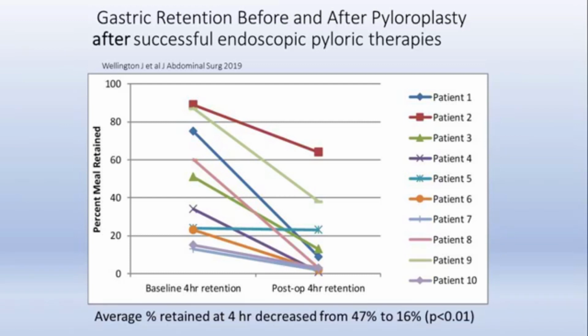The one that didn't improve much at all was diabetic, and so there may have been other issues going on besides the pylorus, but that one did not respond so well. But it gives you an idea that in these patients, working on the pylorus with sphincterotomy did improve their gastric emptying, and again brings home the point that the pylorus is an important part of gastric emptying.